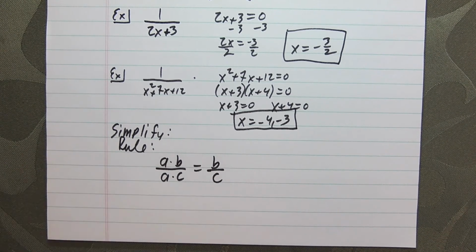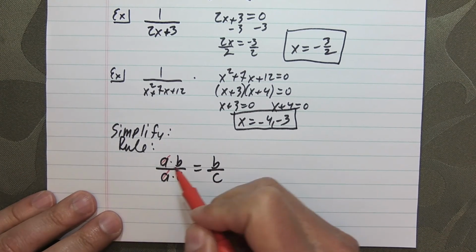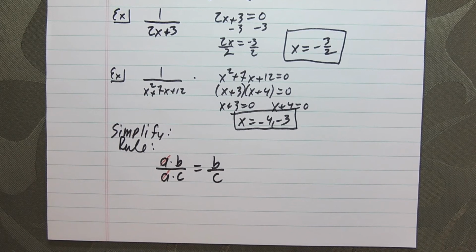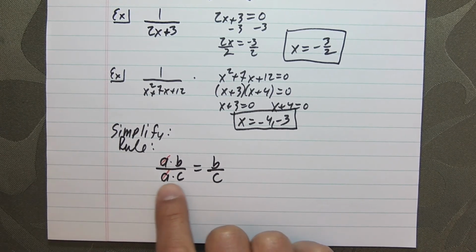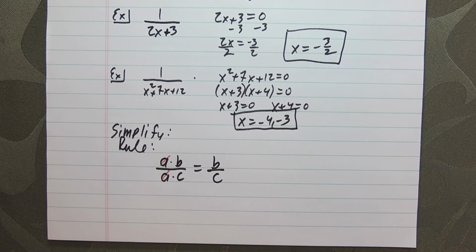So can you see that when I'm multiplying, I can reduce things out? But it's only when you're multiplying. If you're adding and subtracting between, that doesn't count. It doesn't work that way.